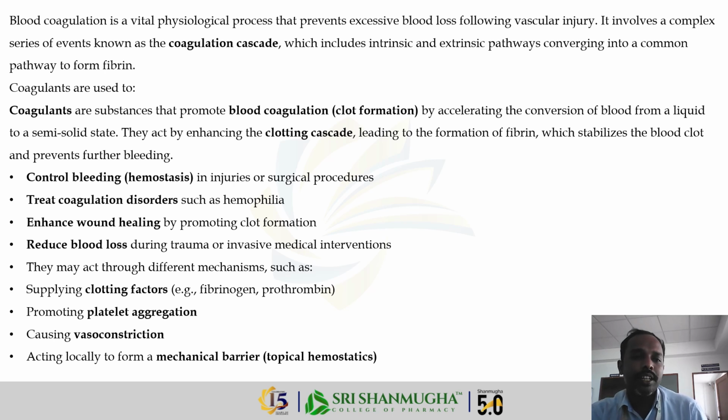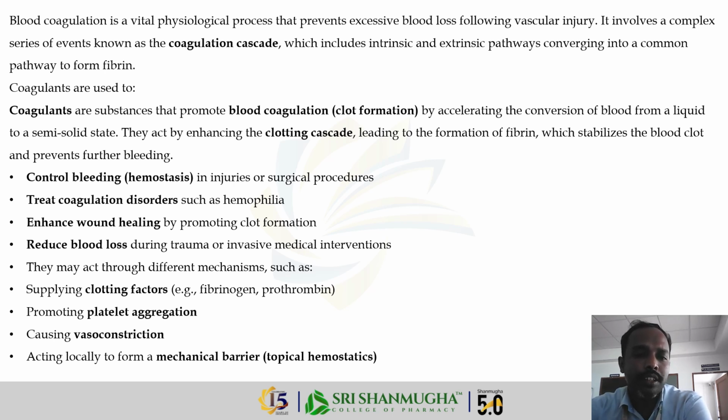What are coagulants used for? Coagulants are substances which promote blood coagulation. This is known as clot formation, by accelerating the conversion of blood from liquid to a semi-solid state, which enhances the clotting cascade, leading to the formation of fibrin, which stabilizes the blood clot and prevents further bleeding.